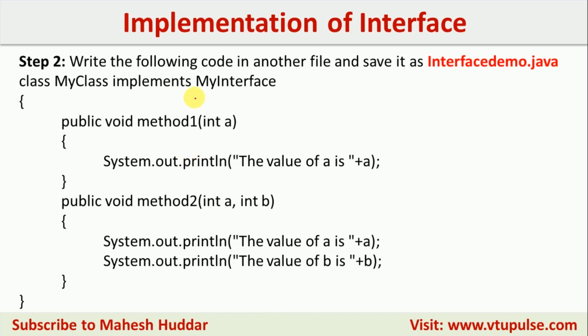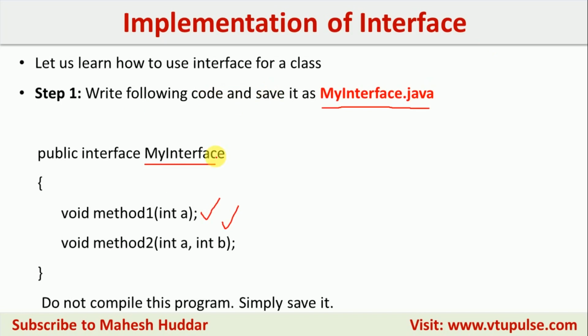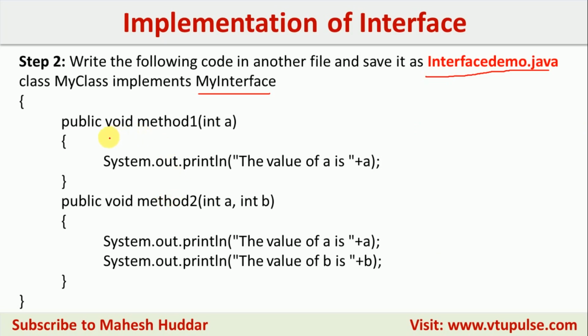Similarly, we need to do it in the extends keyword case also. Now in the second step, I create the interface demo.java, where you need to include one class which will implement your my interface. So my interface you have created here has to be implemented. Here we have two methods, and both should be implemented. So first I have implemented method 1 here, and I have implemented method 2. If I implement method 1 and I didn't implement method 2, I will get an error. Or if I implement method 2 and I forgot to implement method 1, again I will get an error. If I implement both the methods, then it will execute successfully.